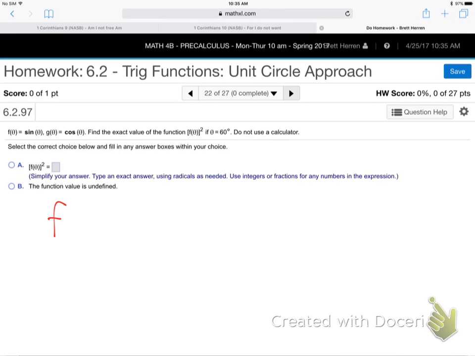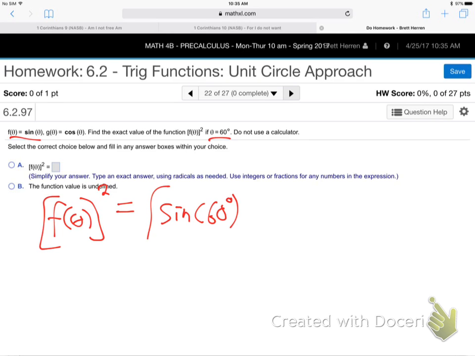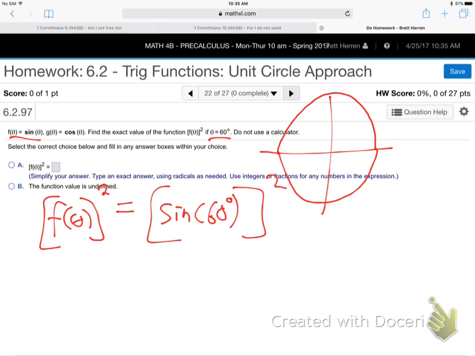All right, so they're saying f of theta squared. And f is sine, and theta is 60, so they want sine of 60 squared. Does that make sense how I got there? They're saying f is sine, and the angle is 60, so they want sine of 60, and they want it squared. So let's find the sine of 60. 60 is right there. That's the one that's over small, up large. It's over a small amount, up a large amount, to get to 60 degrees. It's over a half, up root 3 over 2. And the cosine is the x, the sine is the y.